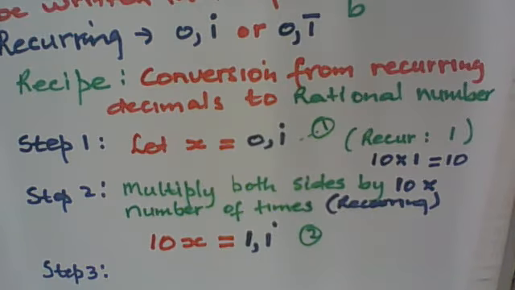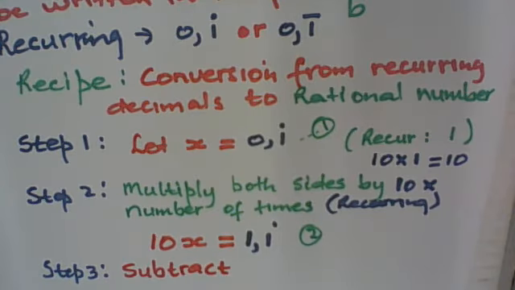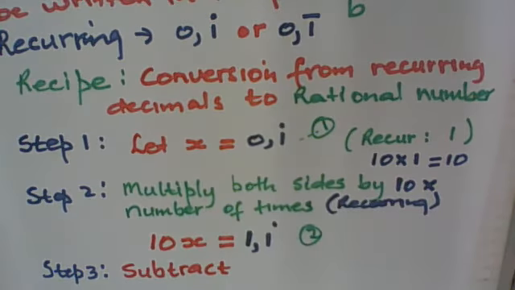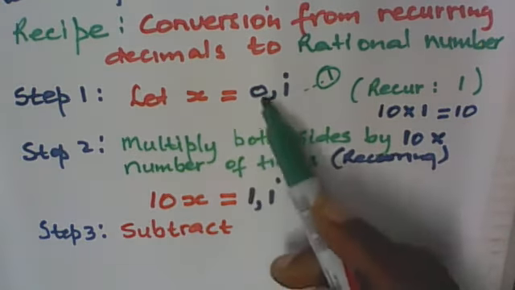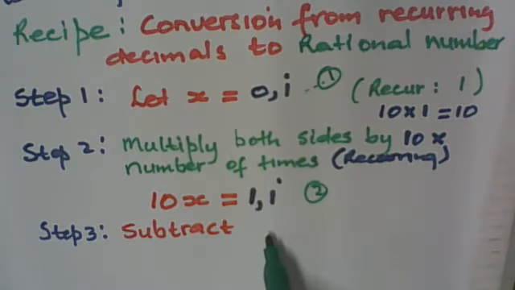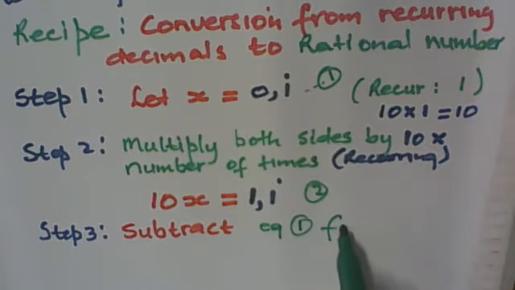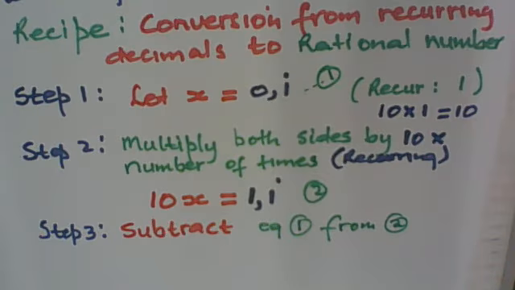So now, what we have to do is subtract. You subtract the smaller one from the bigger one. That is equation number 2, you subtract equation 1, which is the smallest, from equation 2. Now, how do we do that? This is what we do.